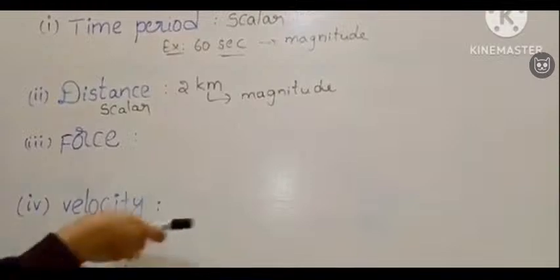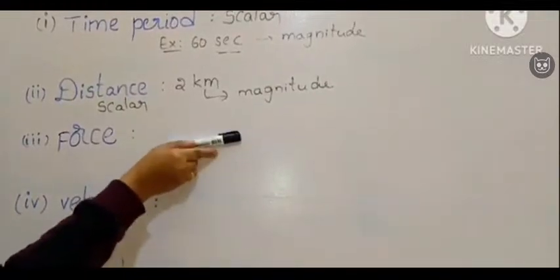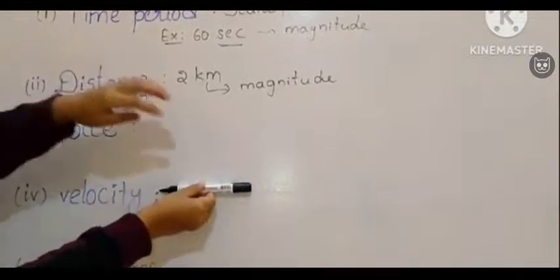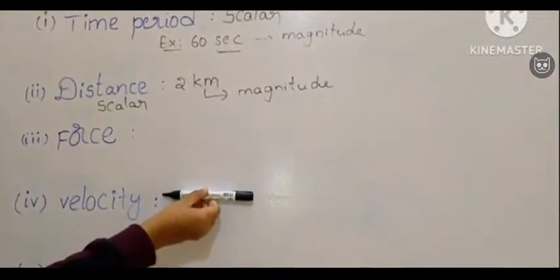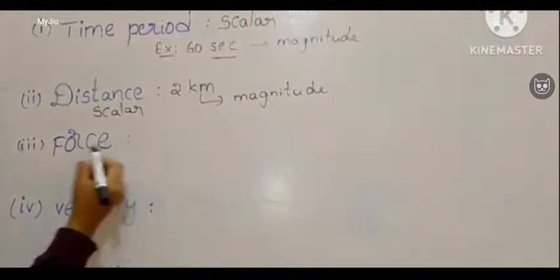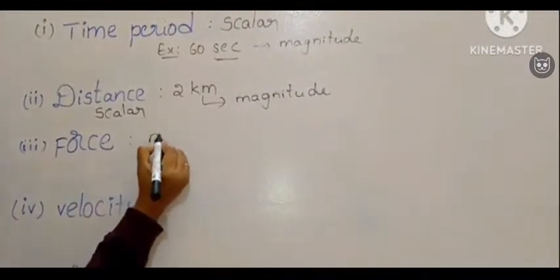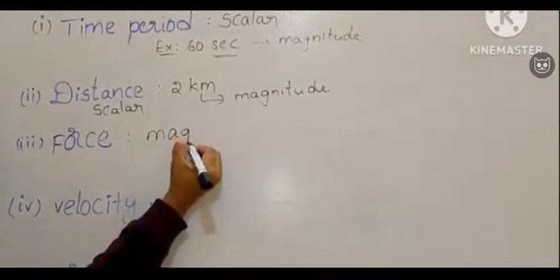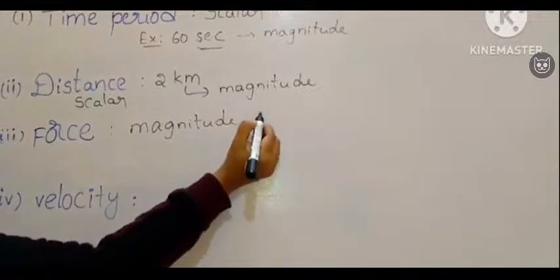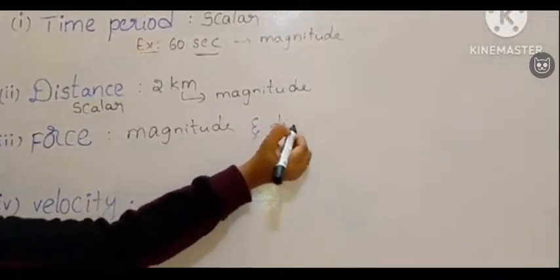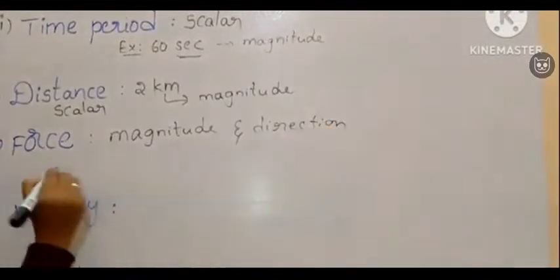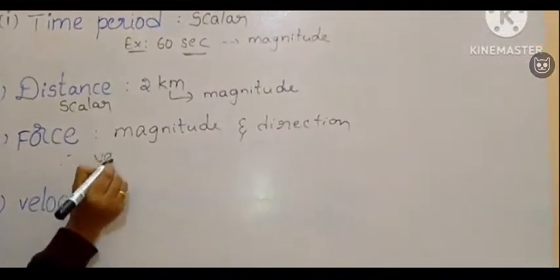Next, coming to the third one, force. For example, I am taking this as an object. I am applying force on this towards down. So, this down is the direction and the force is the magnitude. So, it has magnitude and direction. Therefore, force is a vector.